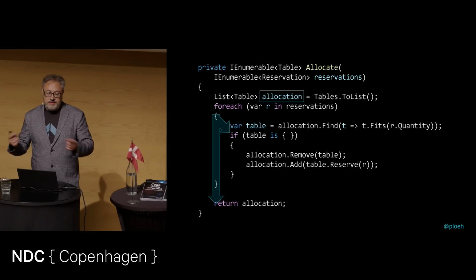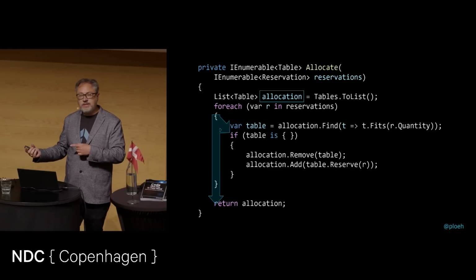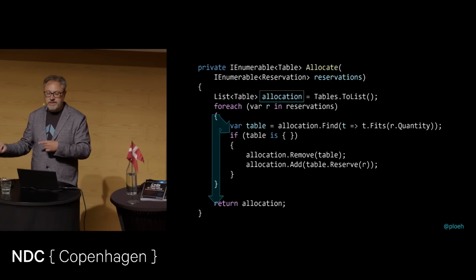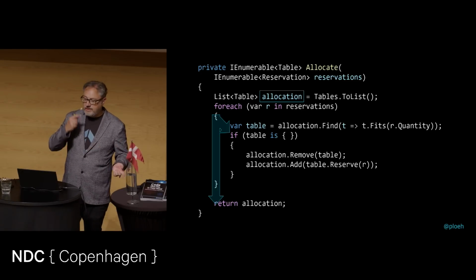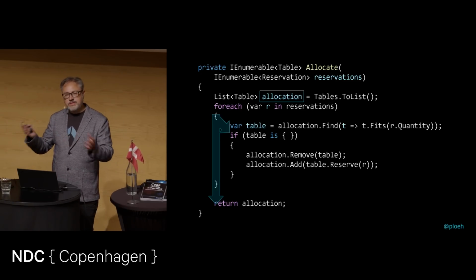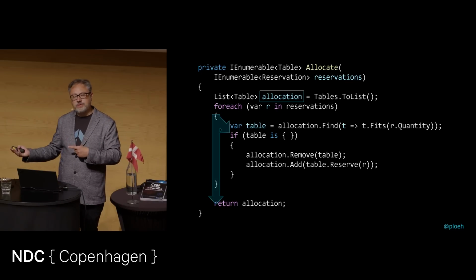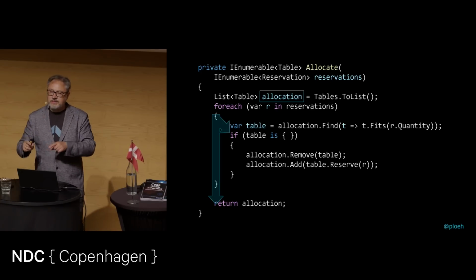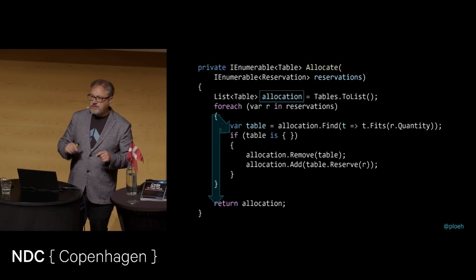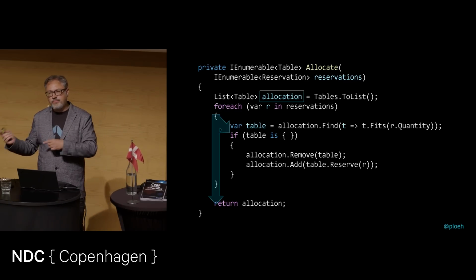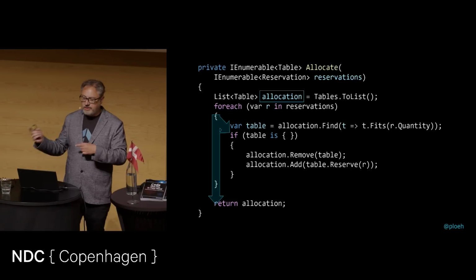And then there's this thing where we are trying to find, in the allocation, a table, a restaurant table, that fits a reservation request. And that find method will return the table if it finds something, but it might also return null. So this funny thing where it says, if table is curly brackets, that's sort of like a C# pun. It basically means if table is something. It's just a more brief way of saying if table is not null.